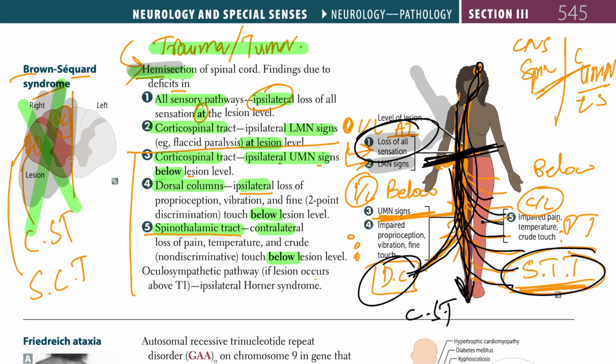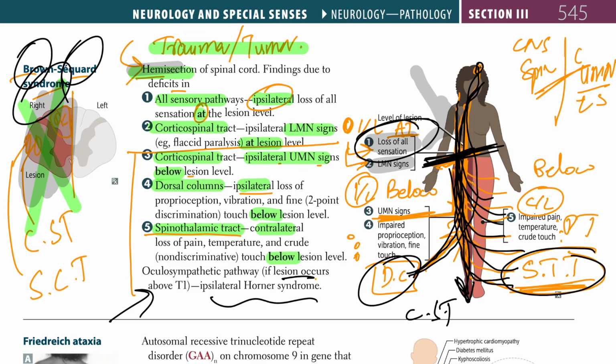On the contralateral side, the spinothalamic tract, you will have a loss of pain and temperature sensation because the fibers decussate at the level they enter, and that's all about Brown-Sequard syndrome. Now, an important one is Horner syndrome.